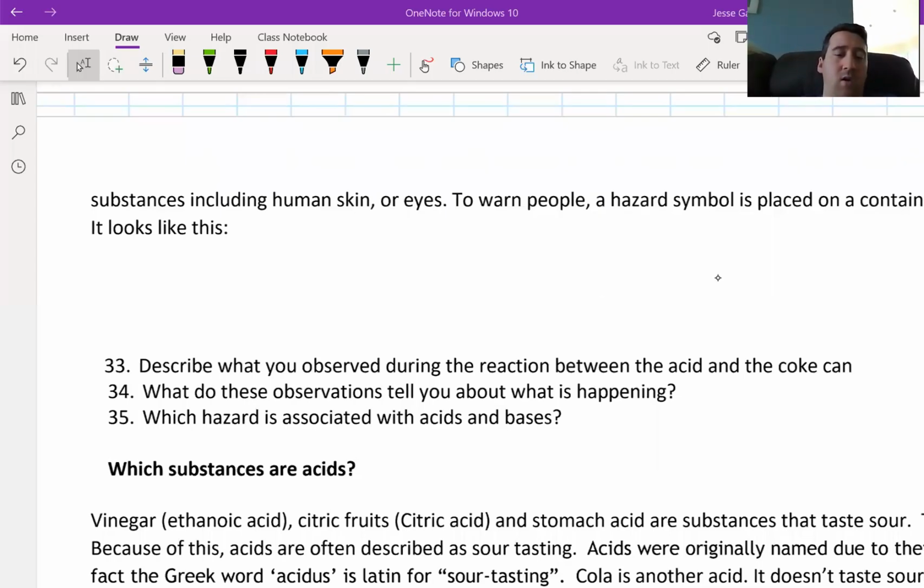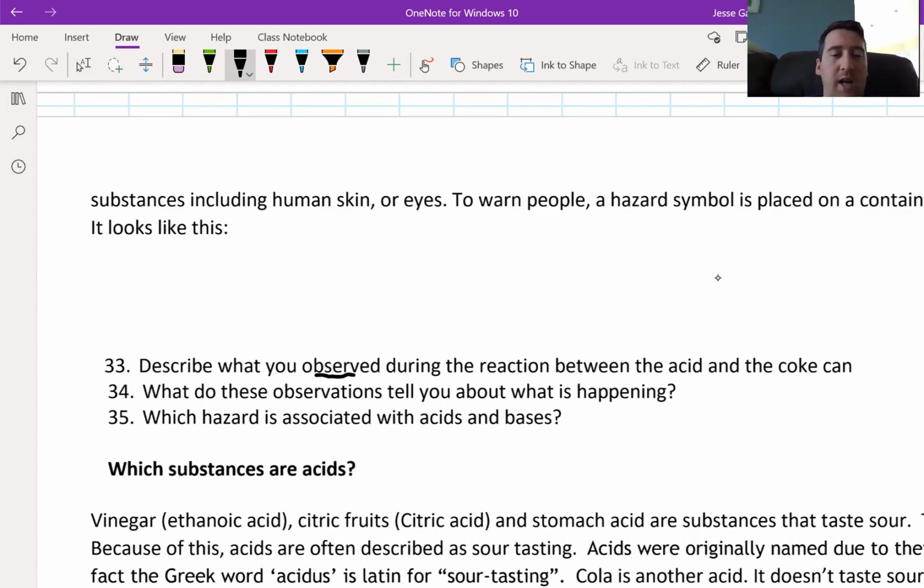Okay, so for 33, hopefully we're talking about things that we saw fizzing, bubbling, steam generated, and the aluminium changed its appearance. Describe what you observe means describe what you saw happening. So fizzing, bubbling, steam generated, and aluminium changed its shape or form. What do these observations tell you about what's happening? A chemical reaction is happening. Okay, so that's what you want to say there. Or you could say the aluminium is reacting with the acids or the alkalis. A chemical reaction is happening. That's what that tells us.